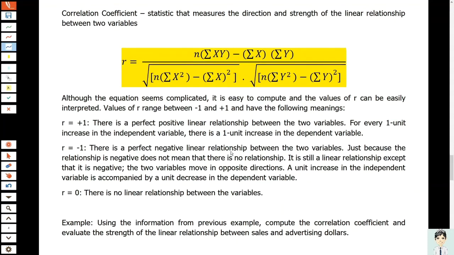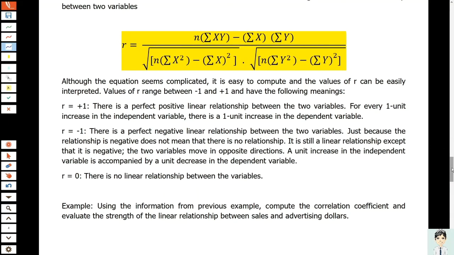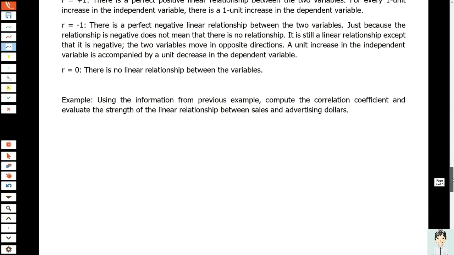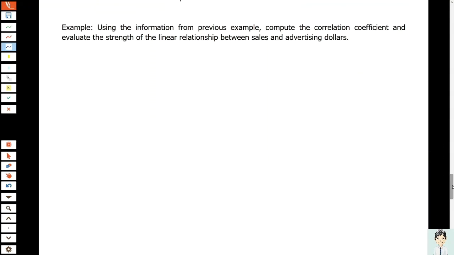Okay po. So for our example, tandaan natin yung formula. Using the information from the previous example, compute the correlation coefficient and evaluate the strength of the linear relationship between sales and the advertising dollars. So evaluate natin yung sales and advertising dollars kung perfect positive ba sila or perfect negative or no linear relationship yung dalawang variables na yon. Okay po. So, identify muna natin yung mga given.